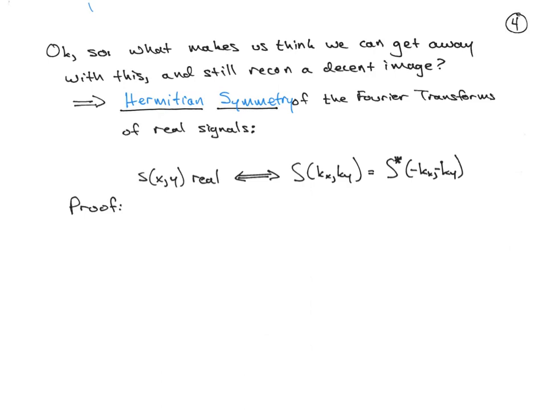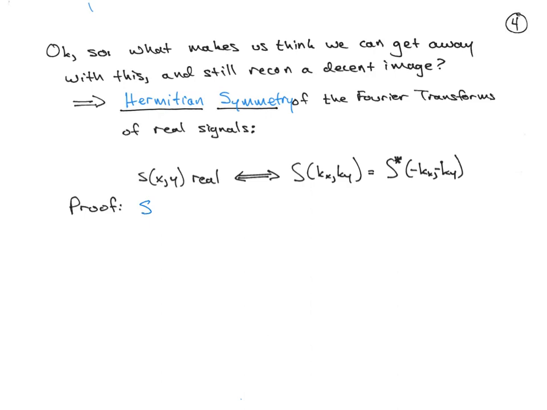Stated mathematically, if a signal s(x,y) is real, then its Fourier transform is going to be equal to the complex conjugate of its Fourier transform flipped across k-space, flipped quadrants across k-space. So at the opposite point about the origin in k-space, the signal there should be equal to the complex conjugate of the signal on the other side. Okay, so let's prove this mathematically.